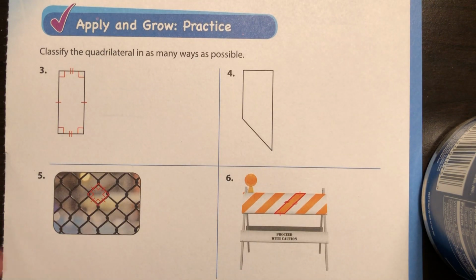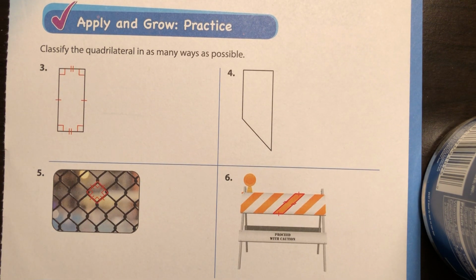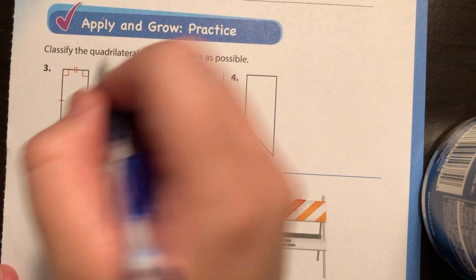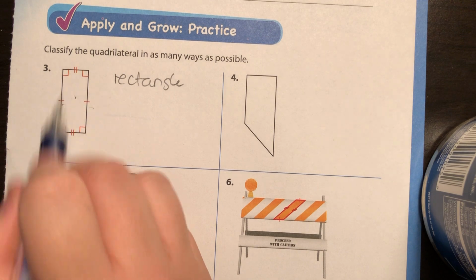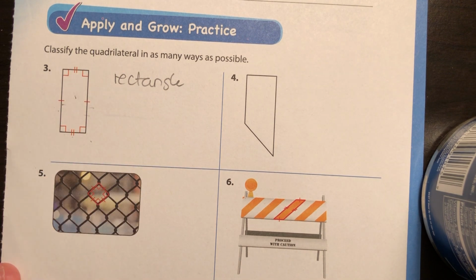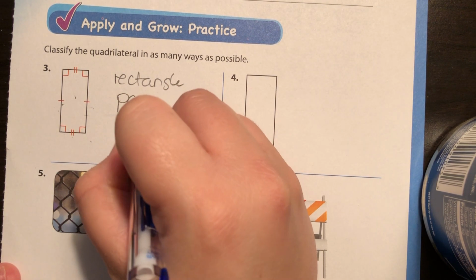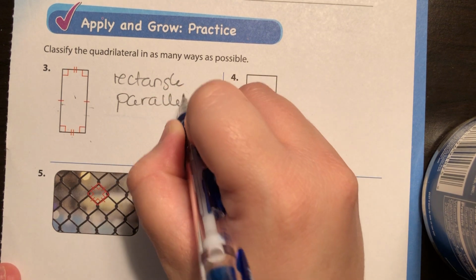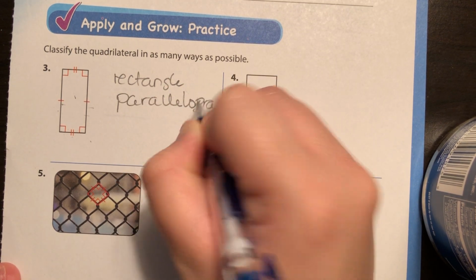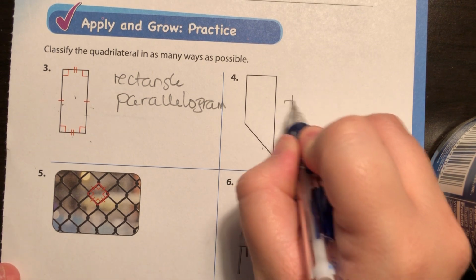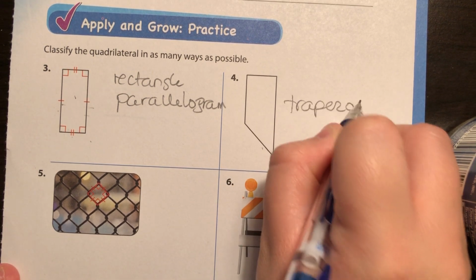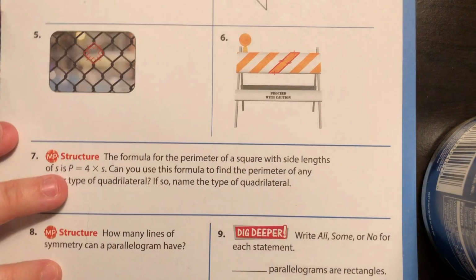2nd page, classify the quadrilateral in as many ways as possible. Remember, they can have multiple names. This right here, right off the bat, is a rectangle because it has 2 pairs of parallel sides, opposite sides are equal, and 4 right angles. Rectangle. But every rectangle is also a parallelogram. This guy, immediately what does it look like? You see his little weird shape? Trapezoid. Trapezoid is lonely, doesn't have any other names that get along with it.